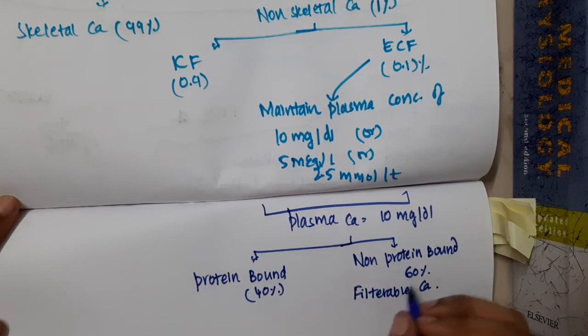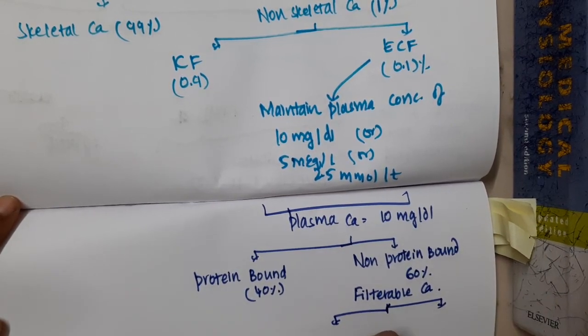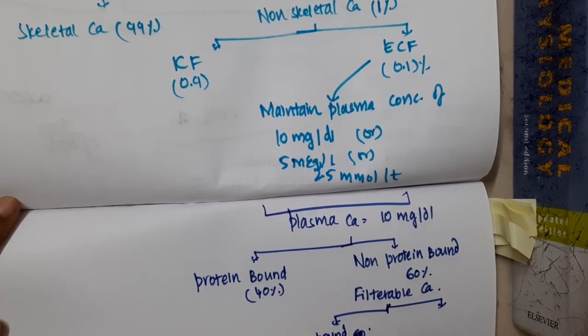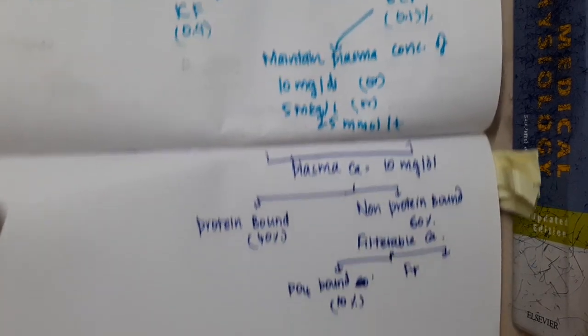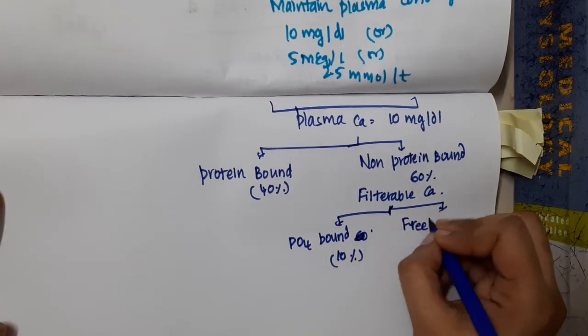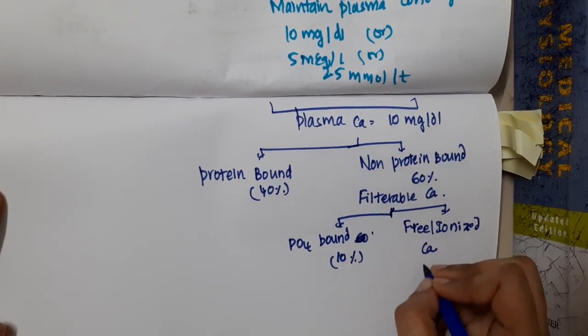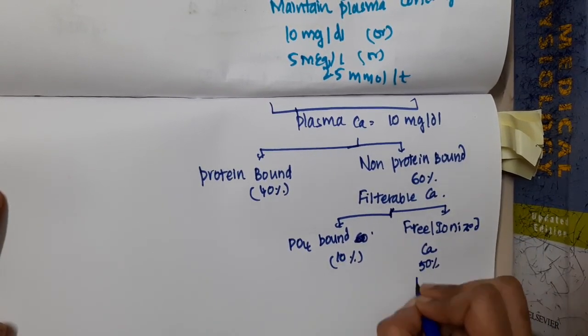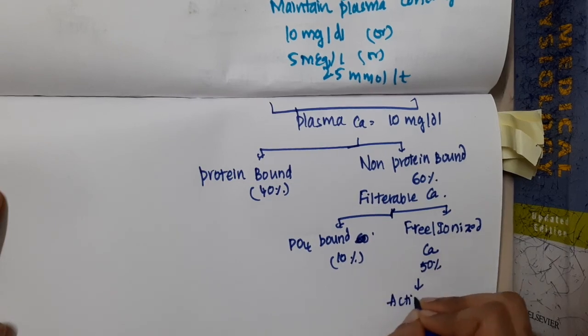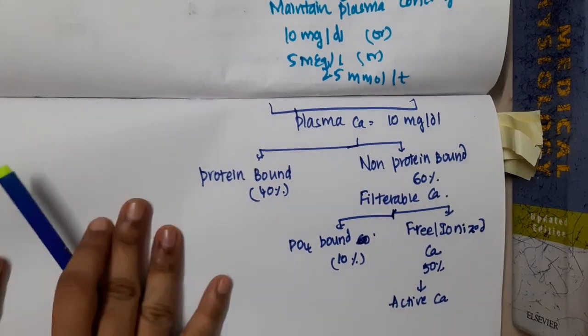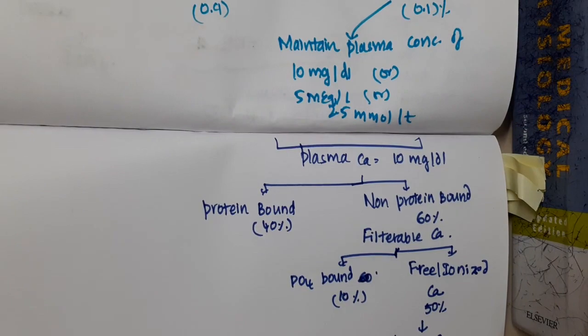This non-protein bound, filterable calcium is again of two types. One is phosphate bound, which is 10%. The other is free or ionized calcium, which is 50%, and this is the active calcium. Okay, so this is how calcium is present in our body.